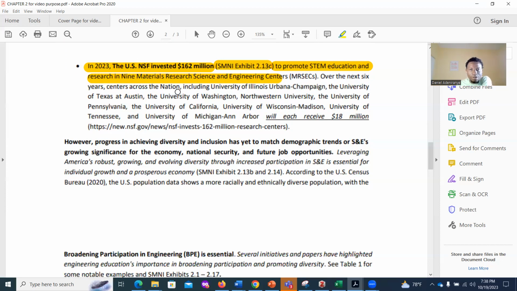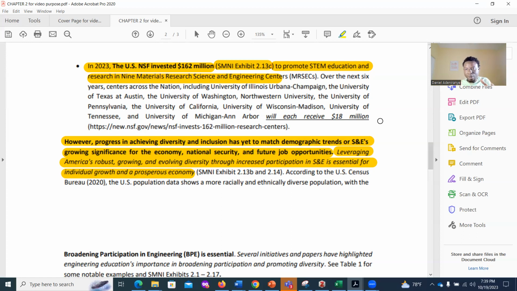All right. Despite all this investment, let's see what happened. However, progress in achieving diversity and inclusion has yet to match demographic trends or science and engineering's growing significance for the economy, national security, and future job opportunities. Leveraging Americans' robust, growing, and evolving diversity through increased participation in science and engineering is essential for individual growth and a prosperous economy. So you see, this person is still passionate and building up his argument.